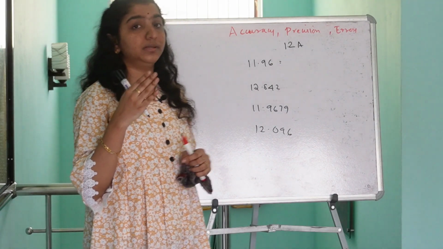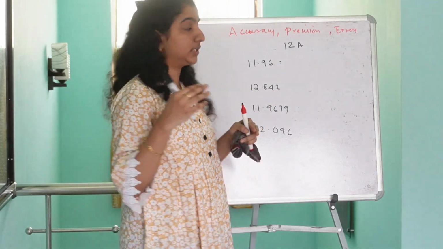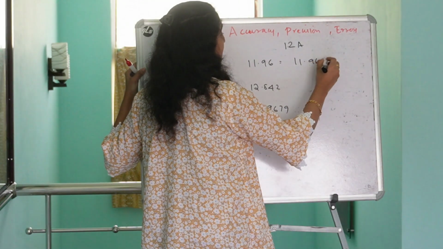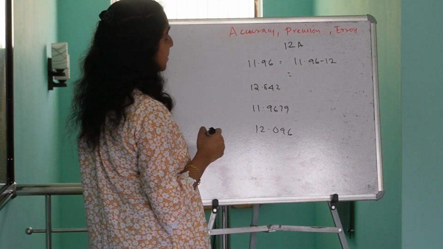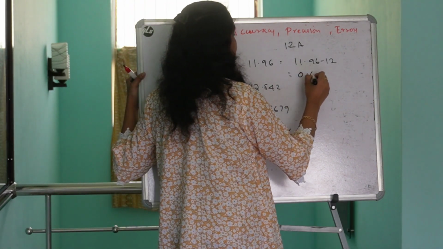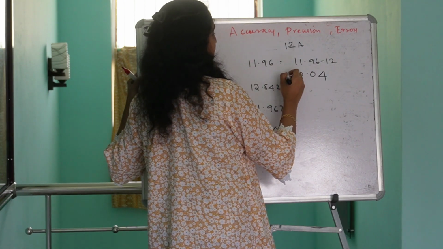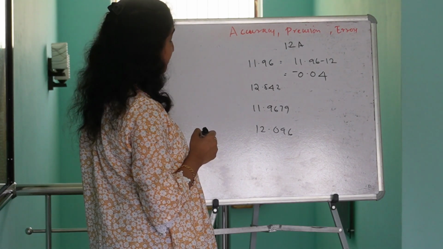The error in measurements is the difference between the measured value and the actual value. So the error in the first case is 11.96 minus 12. So what is the value? 0.04 is the error. Here you have to put a negative sign, because 11.96 is less than 12.